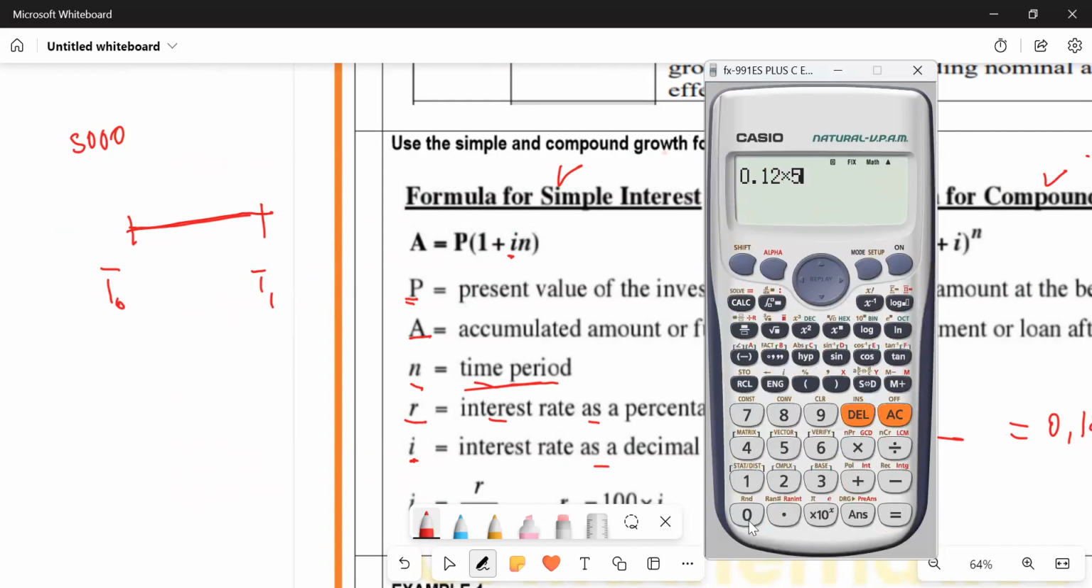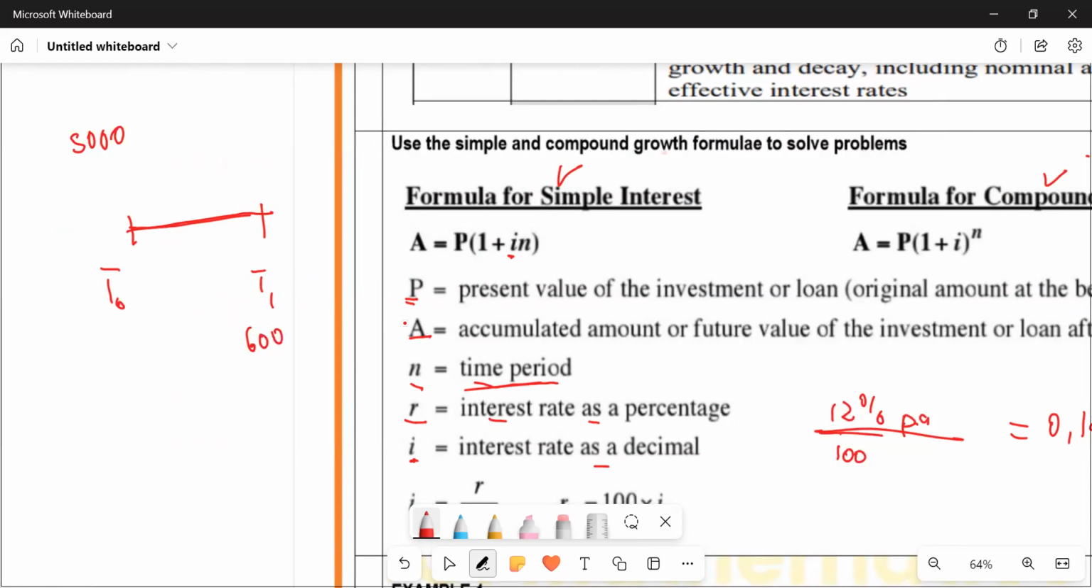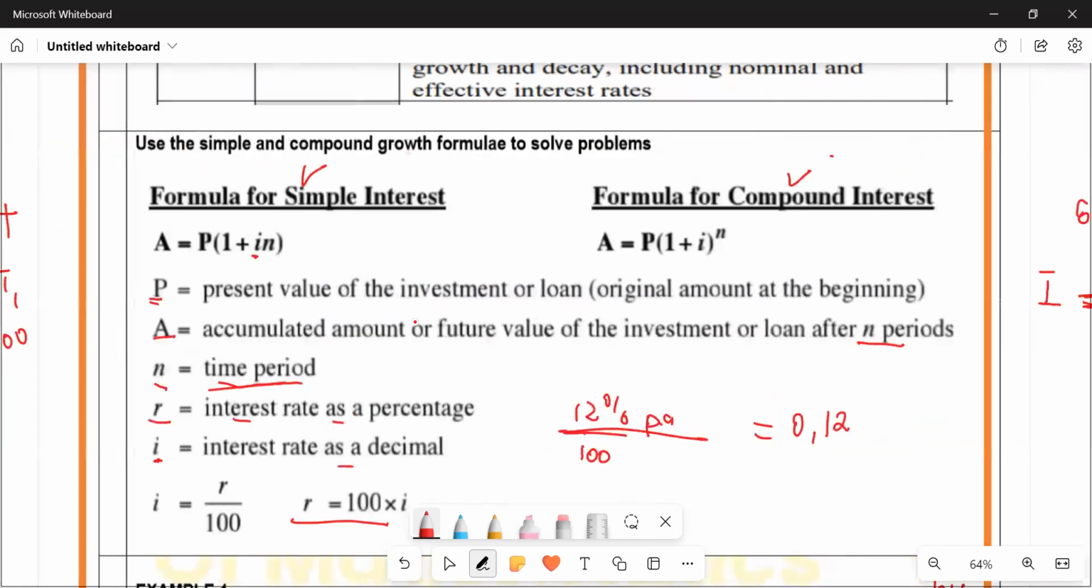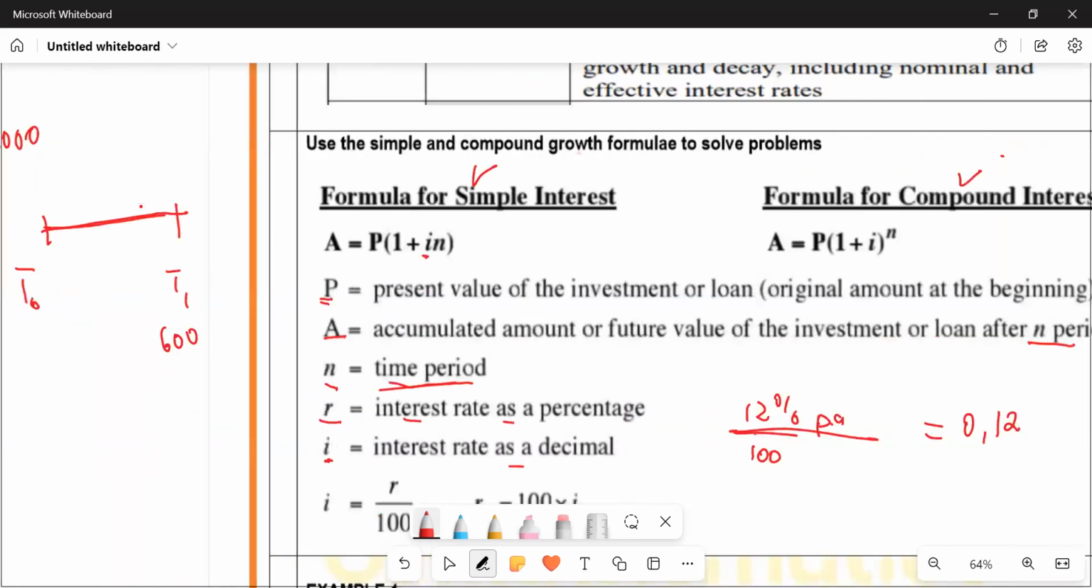0.12 multiplied by 5,000. And then on term number 1, we received what? 600. Okay? So when we go to the next one, this is term number 1, we have 600. And when we go to term number 2, we're going to have 5,000 plus 600. Meaning all in all, the money that is going to be in the bank is 600 plus 5,000, which is 5,600.